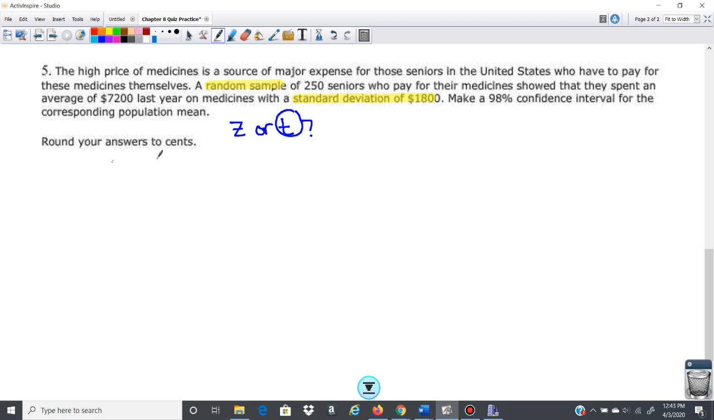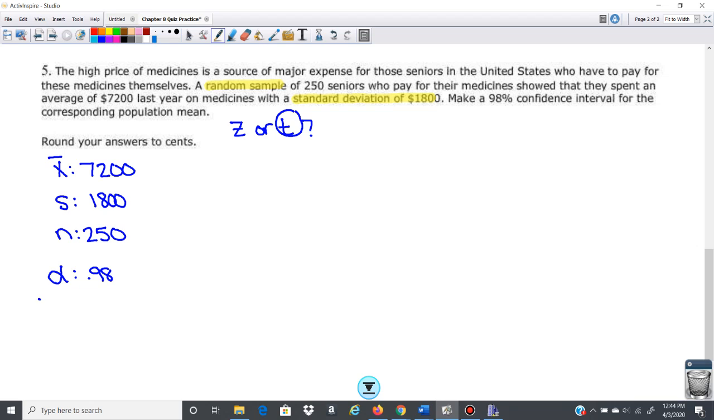So let's go ahead and see what we have here. So we've got an X bar. So our sample mean is 7,200, how much they spent on average. We have a sample standard deviation of 1,800. We have a sample size of 250 seniors. And we want a 98% confidence interval.